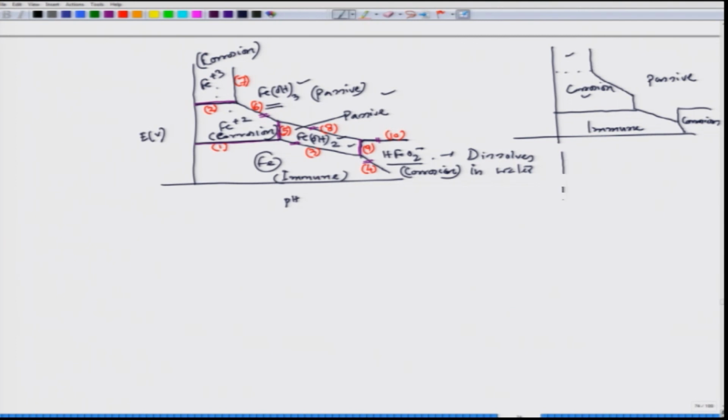Some books might look like this type, where this is passive, this is corrosion, this is immune, and this is of course corrosion. Now, these two lines merge together depending on the phases we are considering.